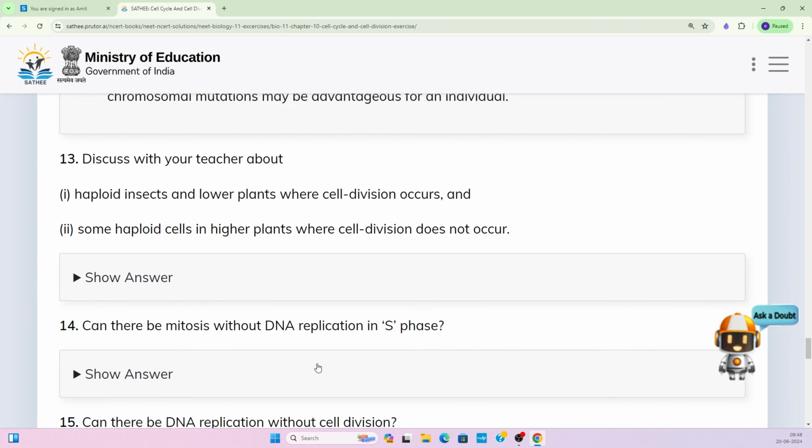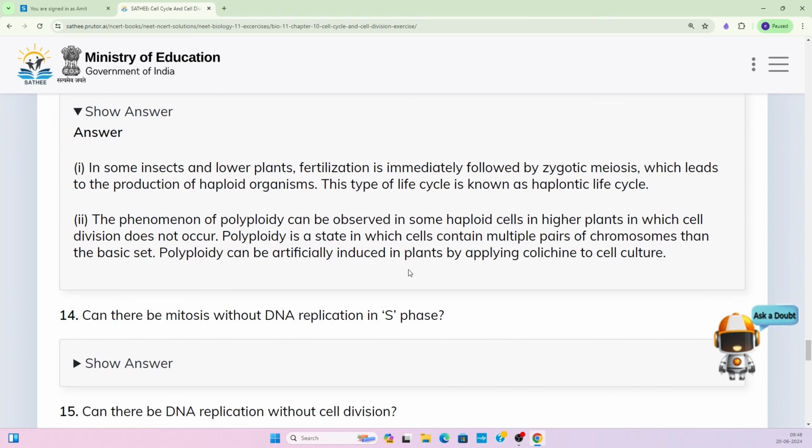Discuss with your teacher about haploid insects and the lower plants where cell division occurs, and second, some haploid cells in the higher plants where cell division does not occur. So here comes the answer. In some insects and the lower plants, fertilization is immediately followed by zygotic meiosis. So there is a zygotic meiosis after the fertilization, which leads to the production of a haploid organism.